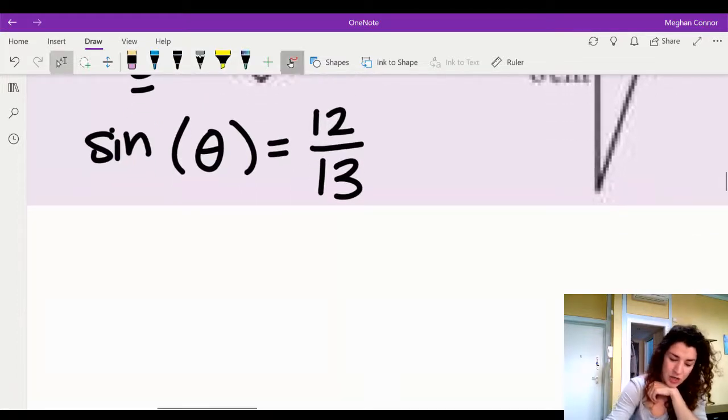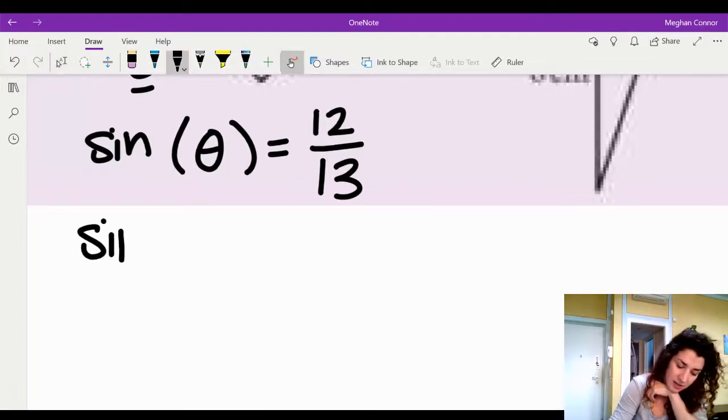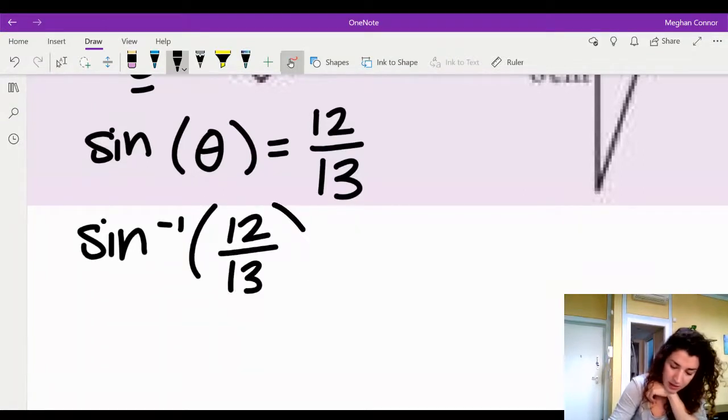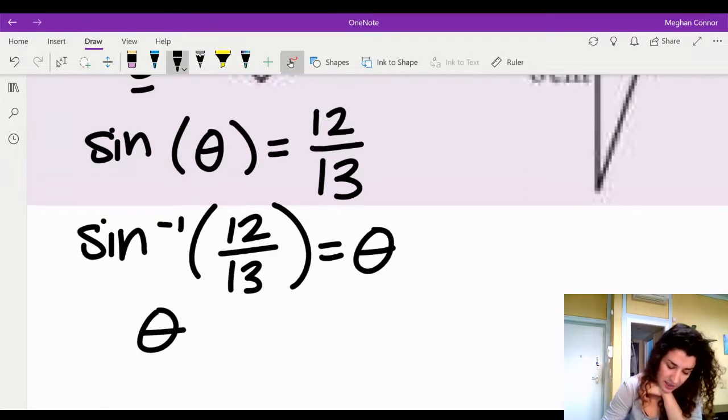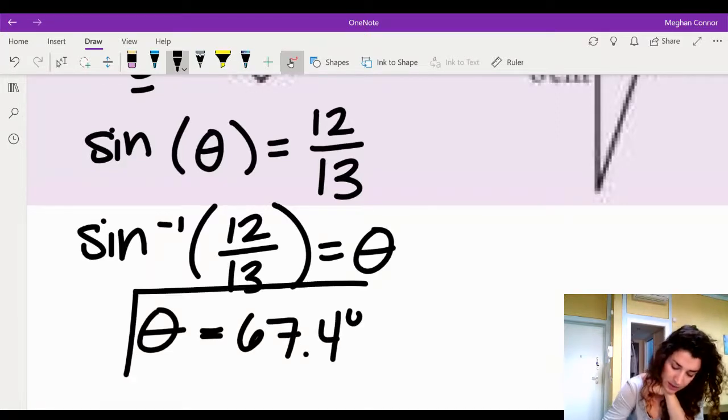Again, we want to switch our input and our output, which is just your inverse. We get that theta equals 67.4 degrees.